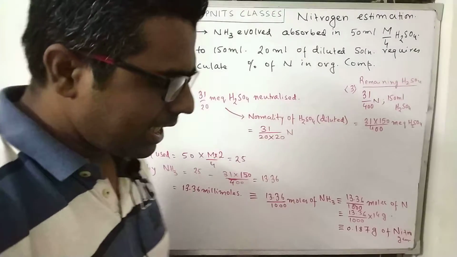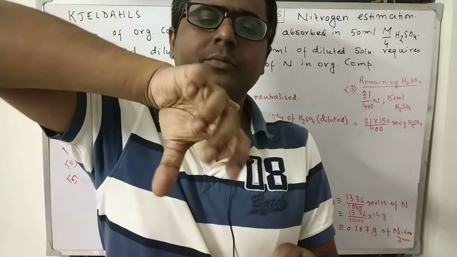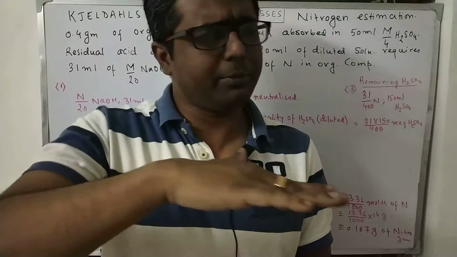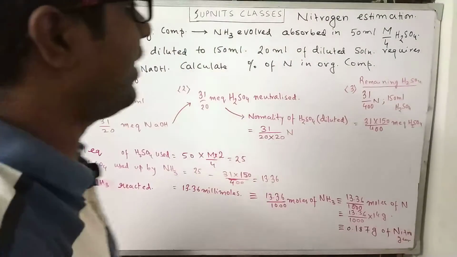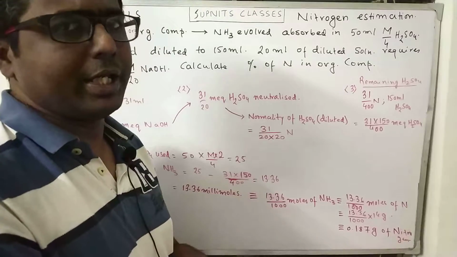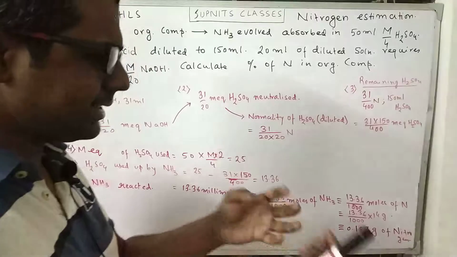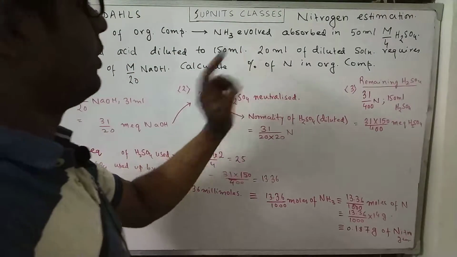What does this mean? Some acid is left with you, you add one more bottle of water into it, distilled water, and you make it 150 milliliter. Okay, that is what is done, nothing else. So whatever H2SO4 acid was remaining after absorbing the NH3, there will be some excess H2SO4 that is now diluted to 150 milliliter. Done? Okay.